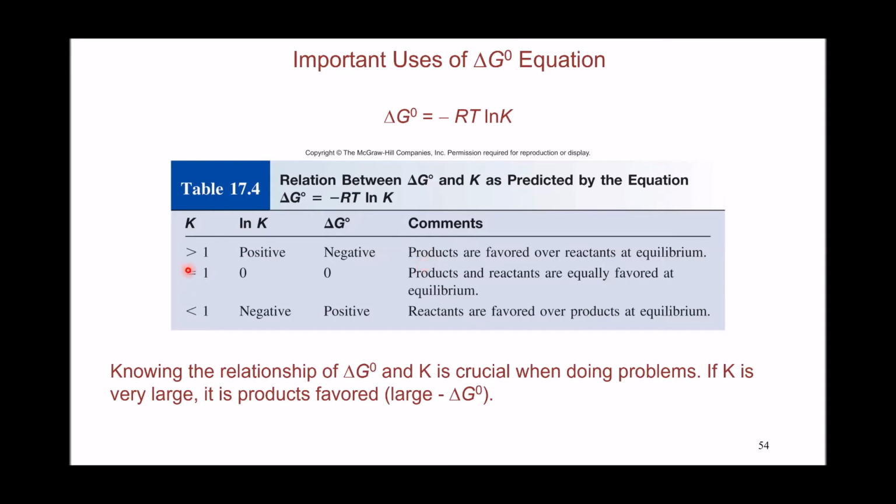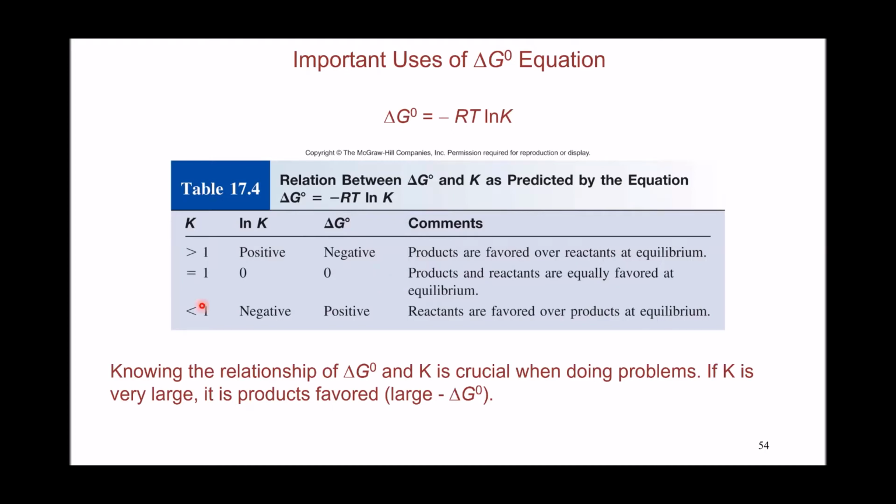If the equilibrium constant equals 1, that will make the natural log equal 0, and that is going to make delta G naught equal 0, which will mean that both reactants and products have the same favorability at equilibrium, or the same amount or the same concentration at equilibrium.